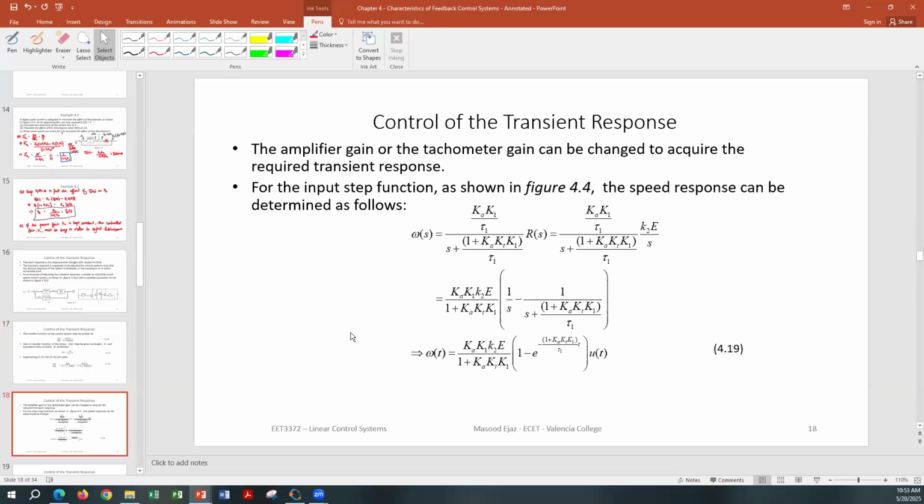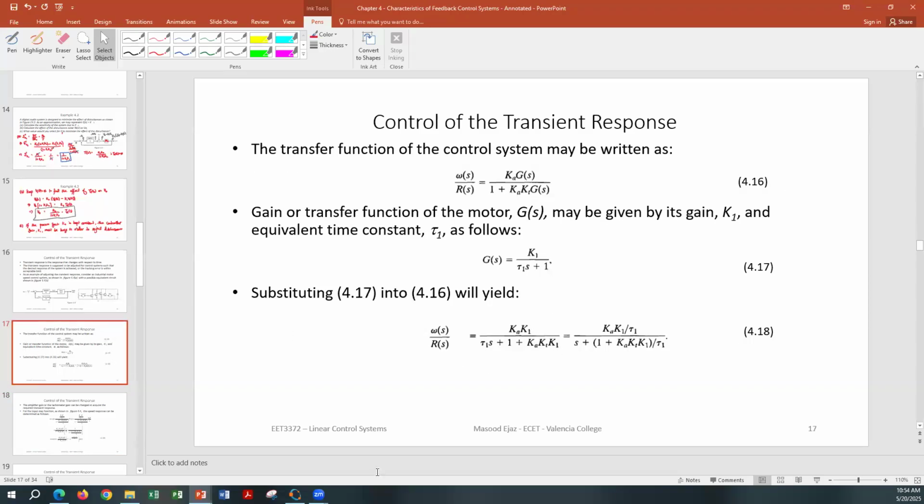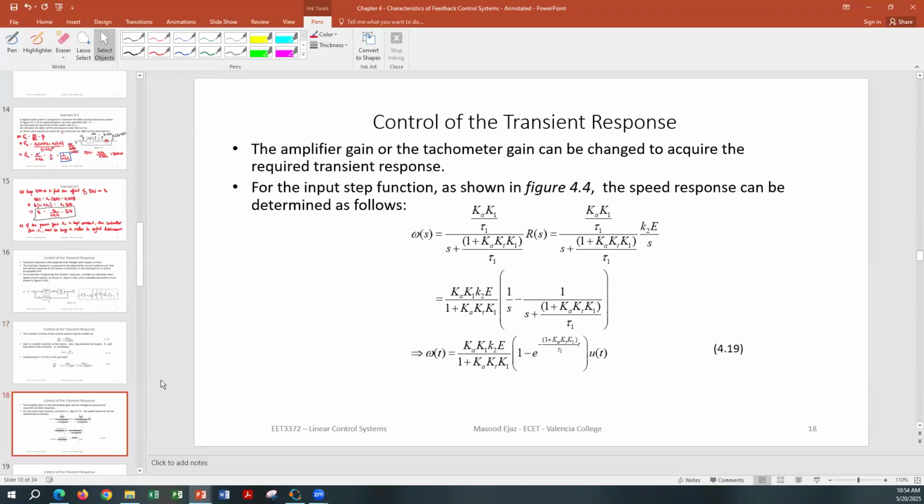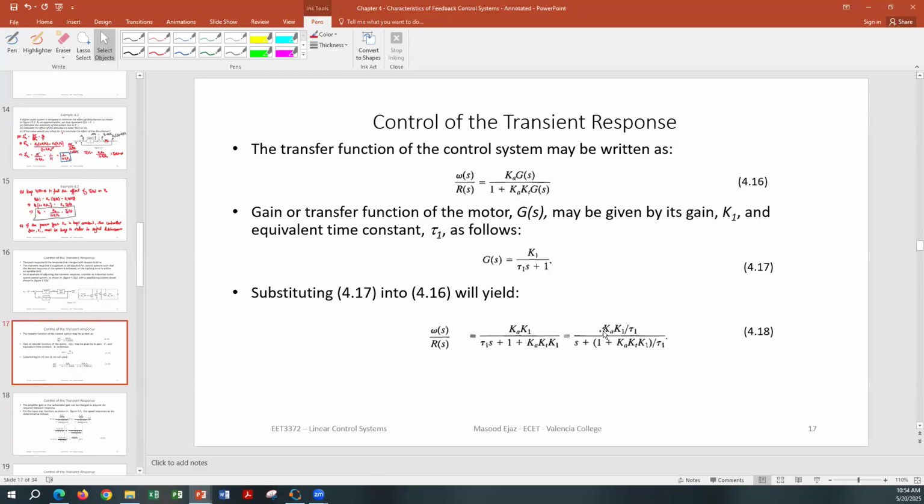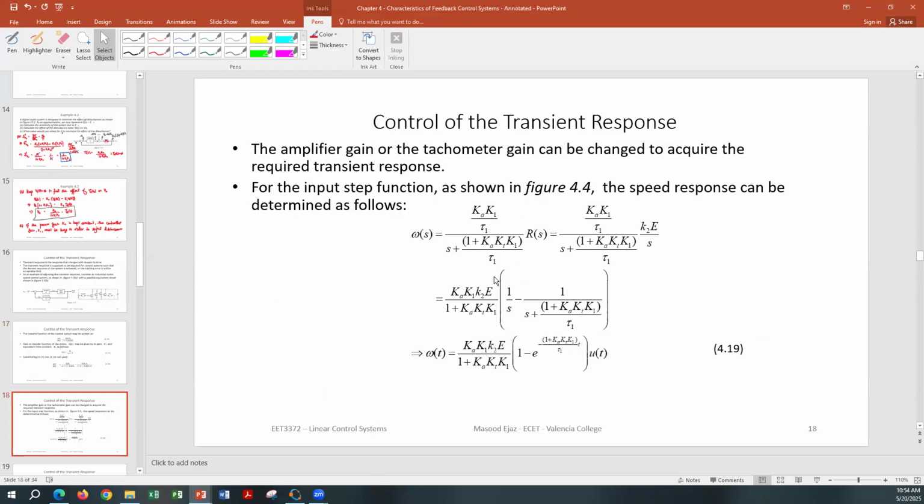The amplifier gain or the tachometer gain can be changed to acquire the required transient response. For the step input as shown, the speed response can be determined as follows. So we went ahead and plugged in right over here. We divided both sides of the equation by tau 1 over here. And this is the expression that we came out with. Then we plugged in the value of R(s) here, solved it, and wrote down the Laplace response, and then took the inverse Laplace transform to write down the time domain response.